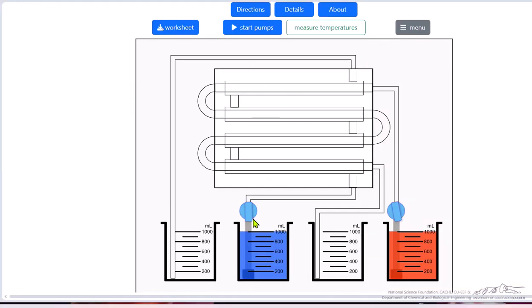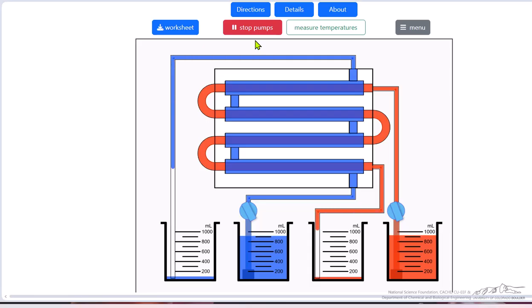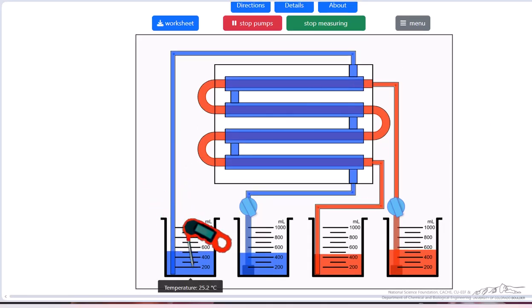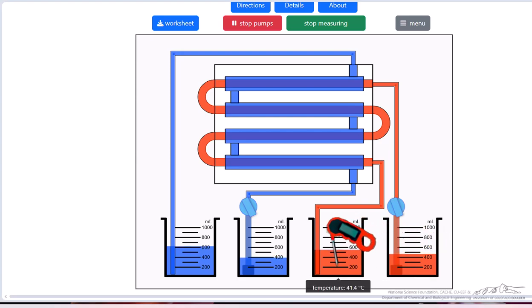So here's the simulation, so we can adjust the valve openings. And if we start the pumps, we can see the flow. And then we can measure flow rates by using a stopwatch or timer on a phone to record the volume change. And then we can measure the temperature of each of the streams. Let's move this up so we can see. Hot, it's of course cooled down.